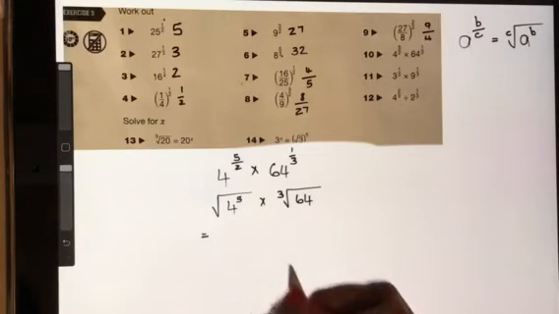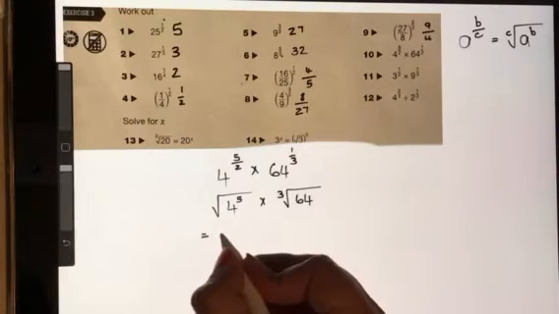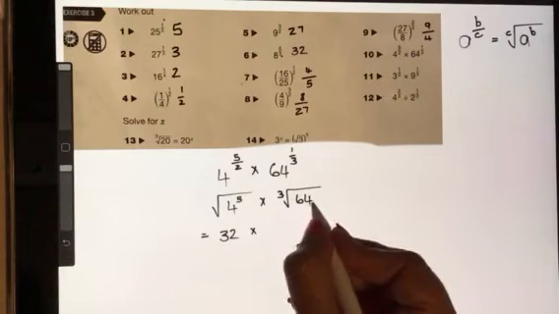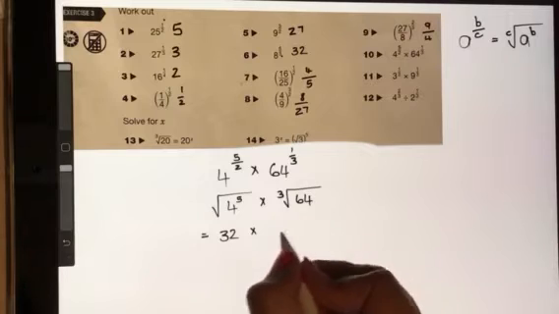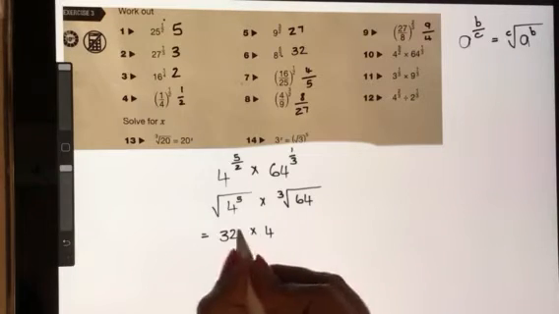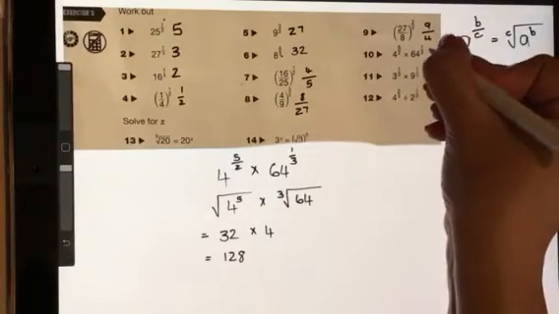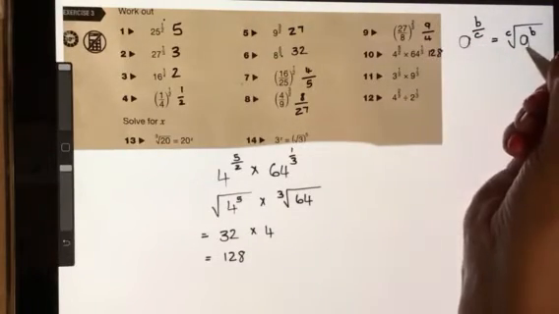So 4 raised to the power of 5 rooted will give you 32, and the cube root of 64 is 4. So 32 times 4 gives you 128. The answer for number 10.